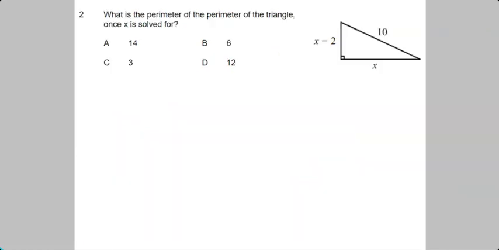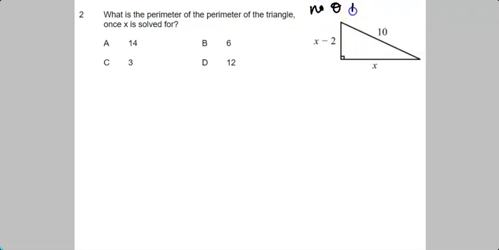All right, number 2. What is the perimeter of, oh, it looks like a typo here. What is the perimeter of the triangle once x is solved for? Okay, so looking at this, again, we should see no theta.